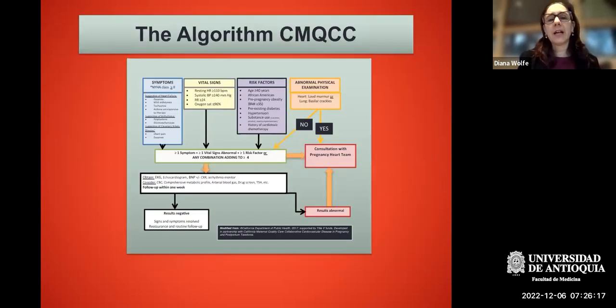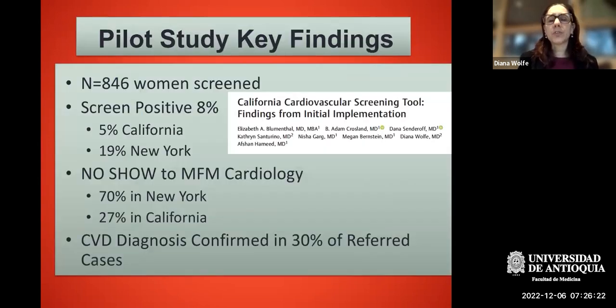Entonces, esto es la algoritmo otra vez. Y nosotros a Albert Einstein hacemos un pilot study con University of California, Irvine, donde la PI, the main PI is Dr. Afshan Hamid. Ella es un cardióloga y también un MFM. Y ella es la persona que, she's like the principal person leading this screen.